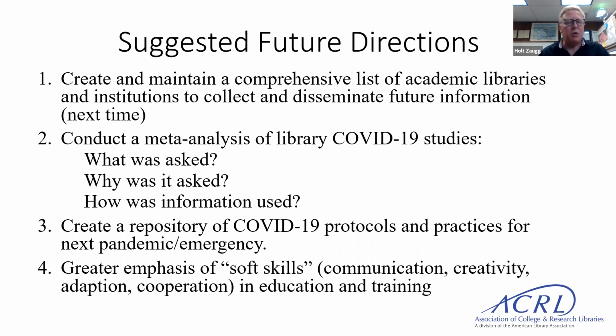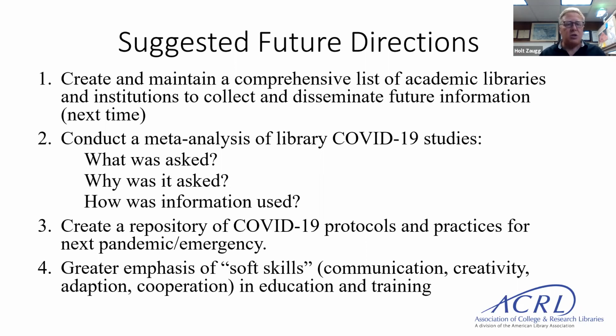First of all, we felt it was important to create and maintain a comprehensive list of academic libraries and institutions. And this would allow anyone, when there's a next event of this magnitude, to both collect and disseminate information in a rapid order. And I don't say this lightly, because there are literally thousands of post-secondary institutions, and to be able to compile and create this kind of a list would be a gargantuan task. But had we had this list, we could have been more inclusive, and we could have reached out to all institutions to say, what were you doing, so that we can learn from each other.